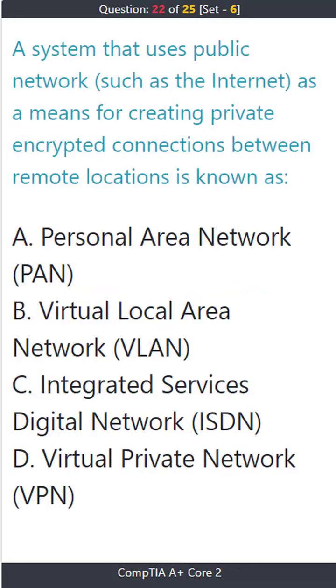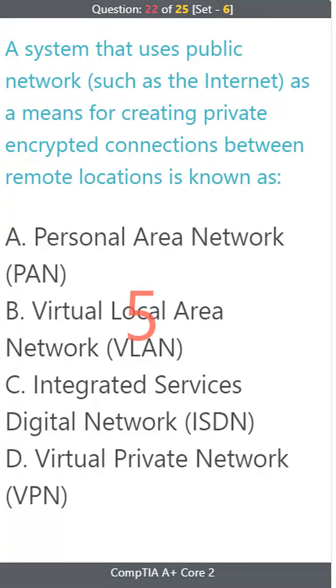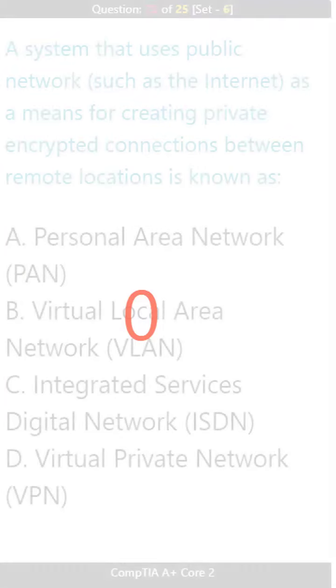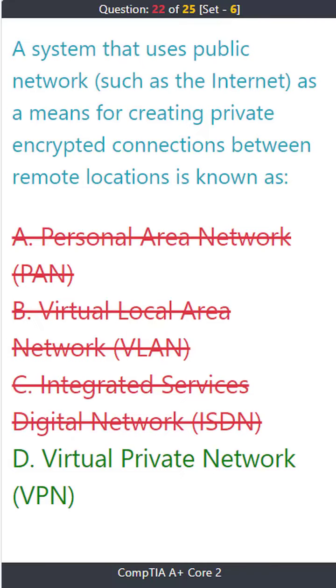Question 22. A system that uses a public network, such as the Internet, as a means for creating private encrypted connections between remote locations is known as: A. Personal Area Network, PAN. B. Virtual Local Area Network, VLAN. C. Integrated Services Digital Network, ISDN. D. Virtual Private Network, VPN. The correct answer is D. Virtual Private Network, VPN.